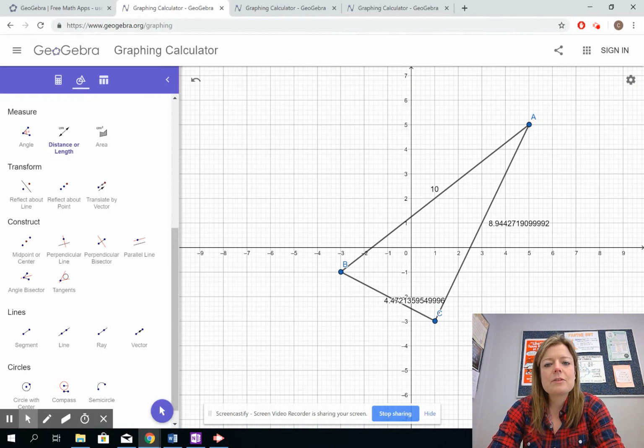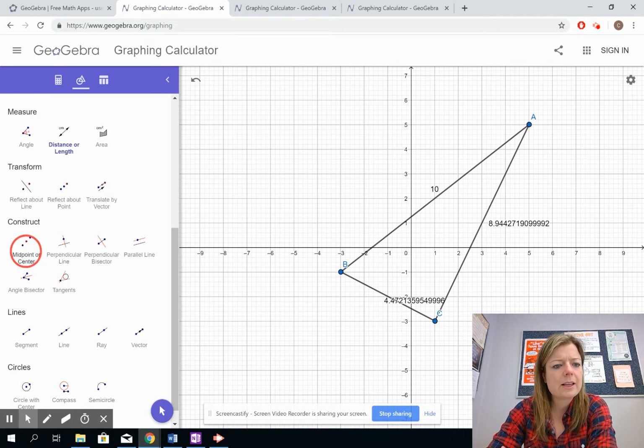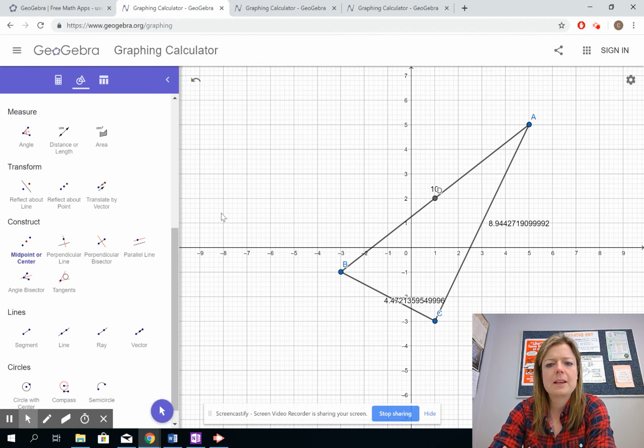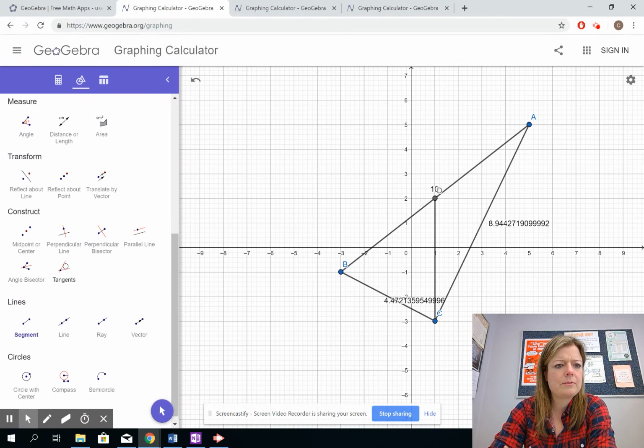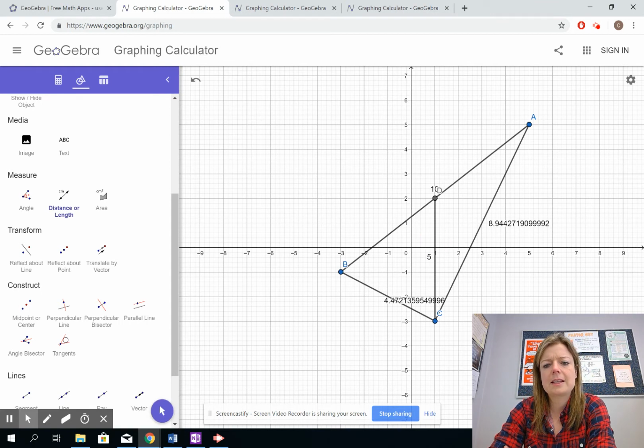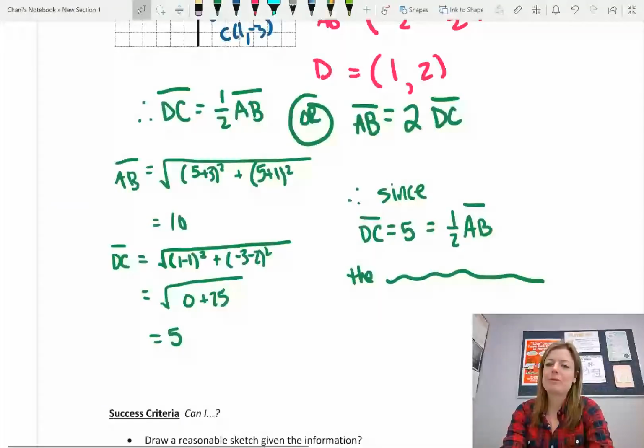Okay, now you can also use GeoGebra to do this. All I have to do is plot the midpoint and create my new line segment. Okay, so I click construct midpoint, and I click the line. I want that midpoint. And then I just need to make a line segment between D and C. And then just need to calculate, measure distance, and click this line, and it says 5. So this is 5 long, this is 10 long. Clearly this is half of that. It's that simple. You just need to know how to use the program.